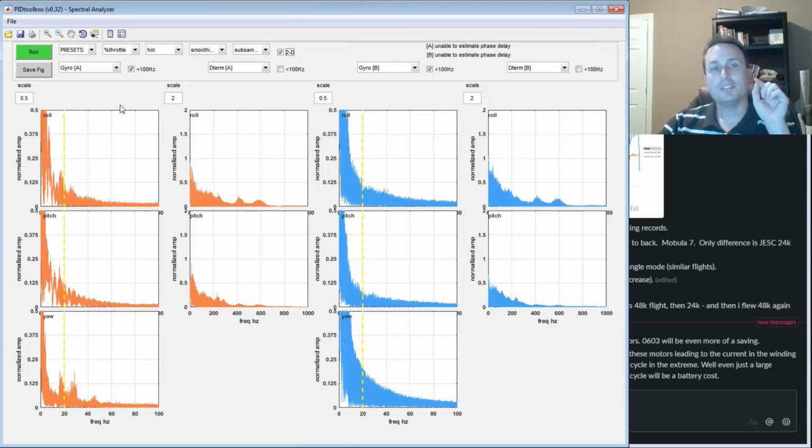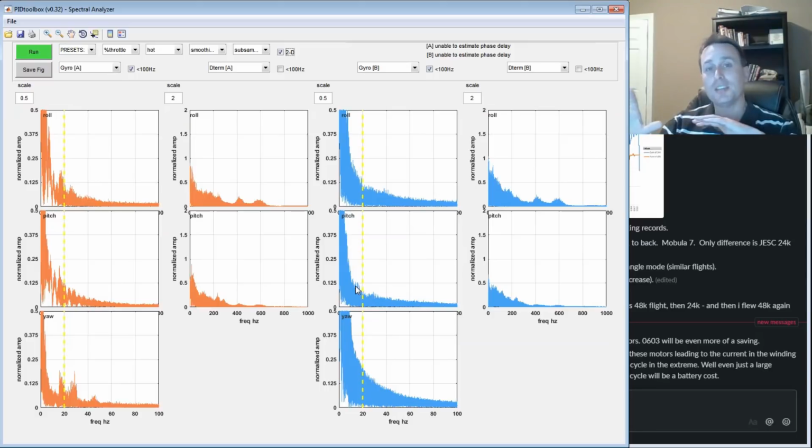So looking at the 2D spectrographs in PID Toolbox, you can actually see the oscillations kind of back and forth. Now I'm assuming this is the dampening. You can clearly see there's more oscillation vibration at the 24 kilohertz than there is at the 48 kilohertz. So it's a little smoother operation.